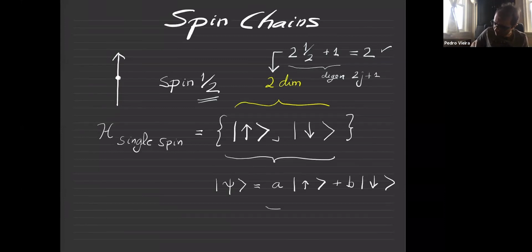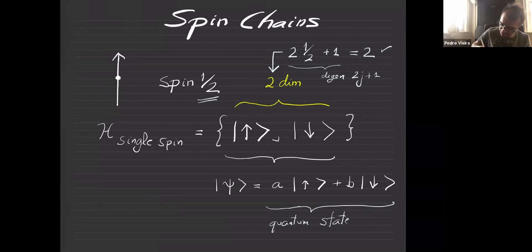Here we have a quantum superposition of two states. This would be the simplest possible quantum superposition, a quantum state as a combination of these two states. And to specify completely the quantum system, this is the kinematics, if you want. This is the Hilbert space. What would be the Hamiltonian?